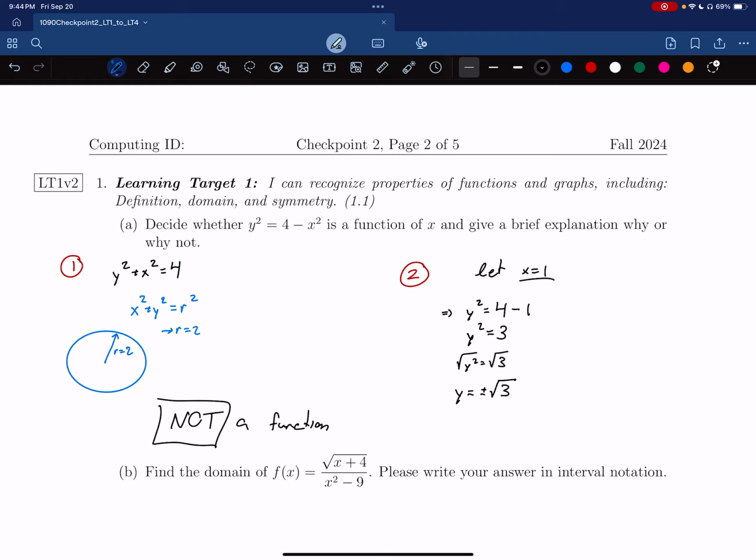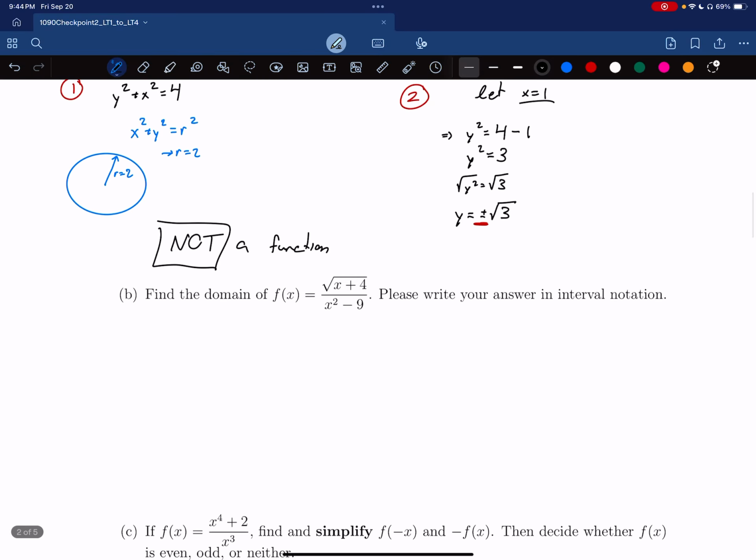It's very important to include that plus or minus here since we're taking the square root of y squared. Now it's this plus or minus that's really important for this question because that means when x is 1, y can be equal to both positive square root of 3 or negative square root of 3. And for that exact reason, it is not a function because it doesn't pass the vertical line test.